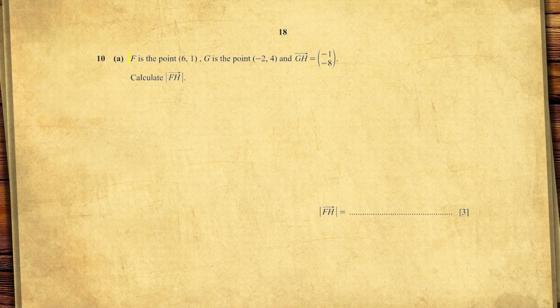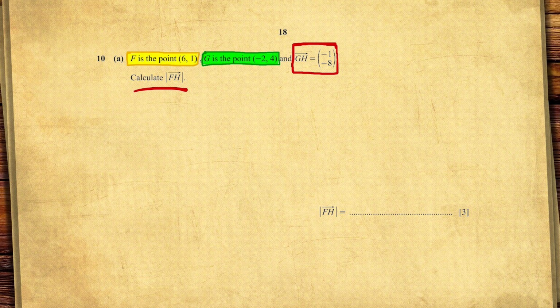It says, F is the point (6, 1) and G is the point (-2, 4). So we are given 2 points and we are given one vector. The vector GH is (-1, -8). And the question tells us to calculate the length of the vector FH.